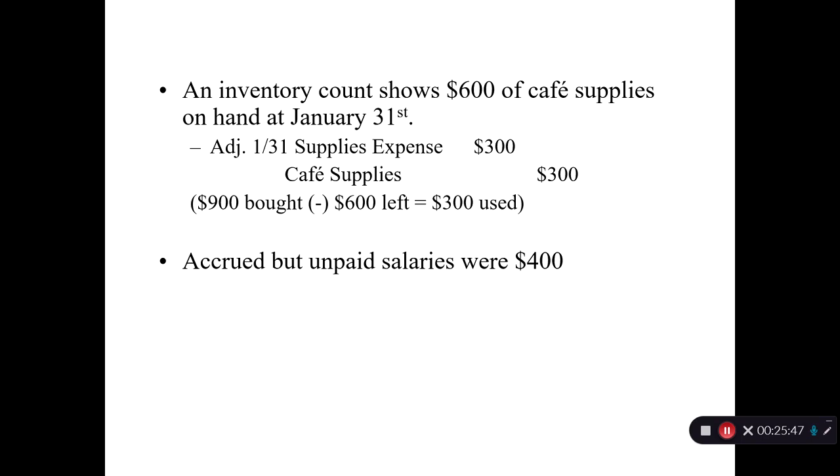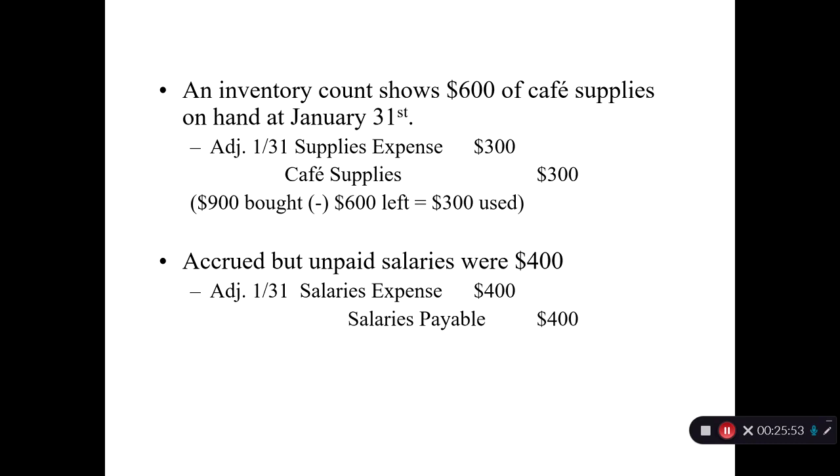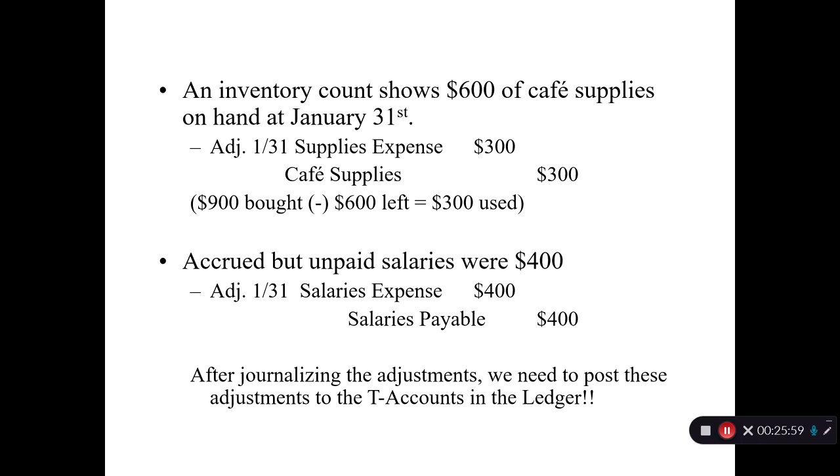The last one, accrued but unpaid salaries, were 400. Here we would debit salaries expense for 400 and credit salaries payable, the liability, to go ahead and accrue the salaries for the month. So after you journalize all the adjustments, you have to post these adjustments to the T accounts in the ledger. And then from those accounts, you prepare another trial balance and then the financial statements.